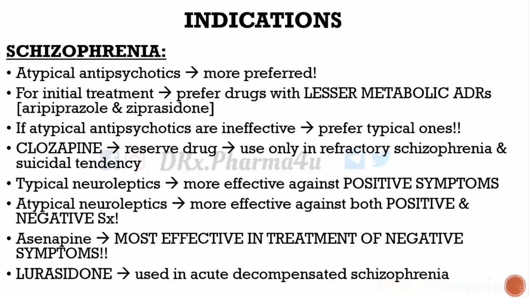Lurasidone is used in acute decompensated schizophrenia. Acute decompensated refers to symptoms of schizophrenia which have become very severe. So this is a kind of schizophrenia in which the symptoms have become very severe, and you can understand it from the name itself. It is written acute. So anything that is acute means it is severe.